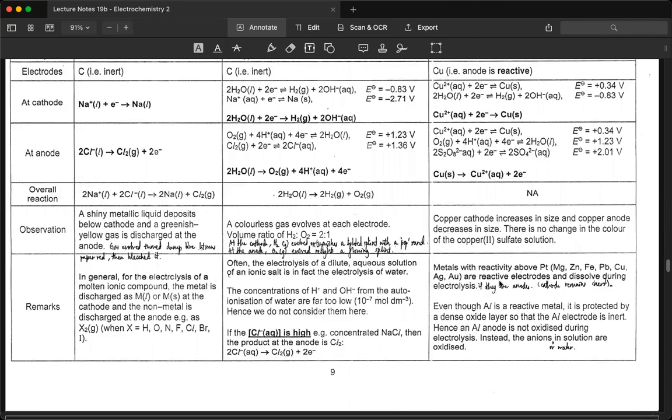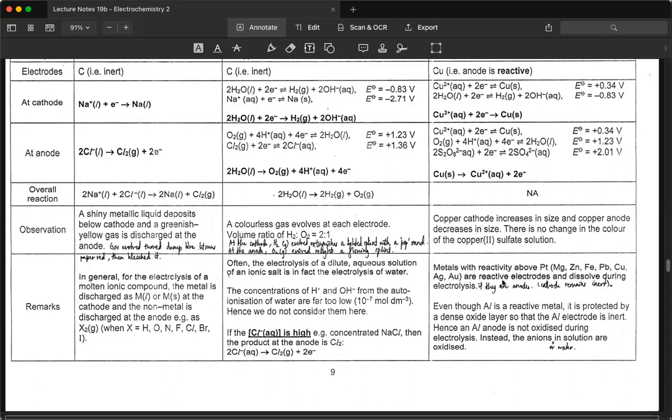And if we have metals with reactivity above platinum, including gold and silver, they are all considered reactive electrodes and will dissolve during electrolysis. So this is one of the observations that you will observe. So other than saying the anode decreases in size, you can also say the anode dissolves.